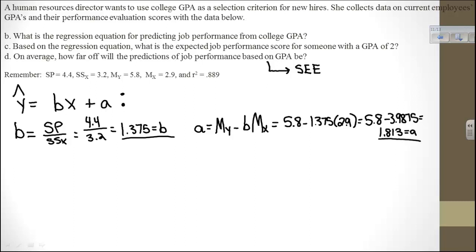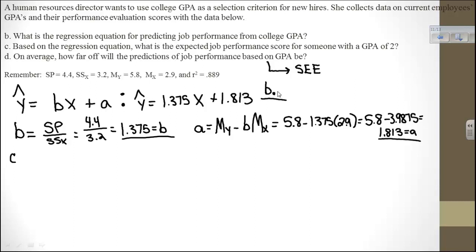Now we can talk about our regression equation. So y hat, our predicted performance, is equal to 1.375 times x, whatever their GPA is, plus 1.813. So in other words, for each point increase in GPA, we think that their performance evaluation score is going to increase by 1.375. And if somebody had a GPA of 0, we would expect their performance to be 1.813. This is like the starting point for performance. So we're done with part B.